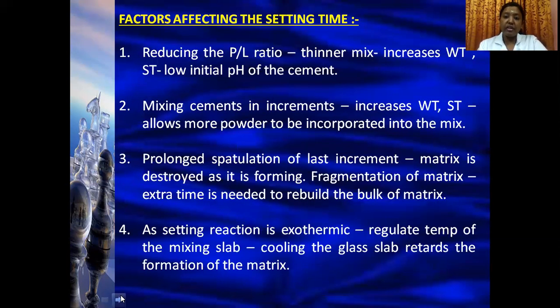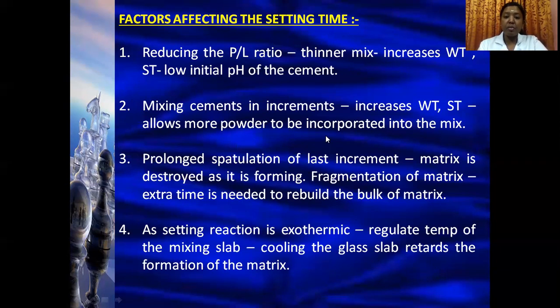Coming to the factors affecting the setting time for zinc phosphate cement, by reducing the powder liquid ratio, you get a thinner mix. This gives you an increased working time and setting time. However, the pH of the cement is very low. So the low pH is basically an acidic pH, which can cause damage to the pulp. Hence, this should not be done.